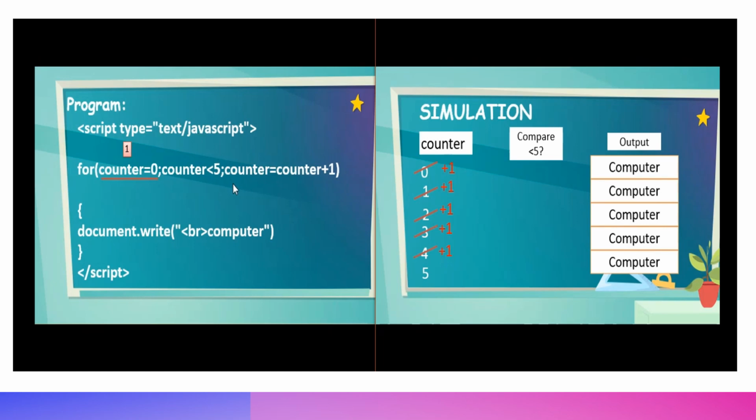And then compare. Is 5 less than 5? False, because they are equal. And then the program will already terminate, and you have displayed already the word computer 5 times vertically.